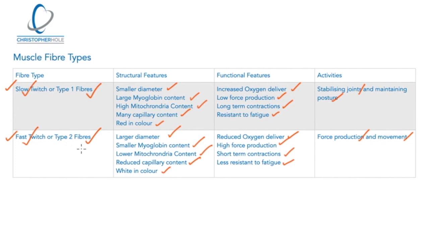So just having that understanding and knowing that there are different muscle fiber types, when we come on to the neuromuscular system, we'll be able to build a little bit more depth to the muscle fiber types.